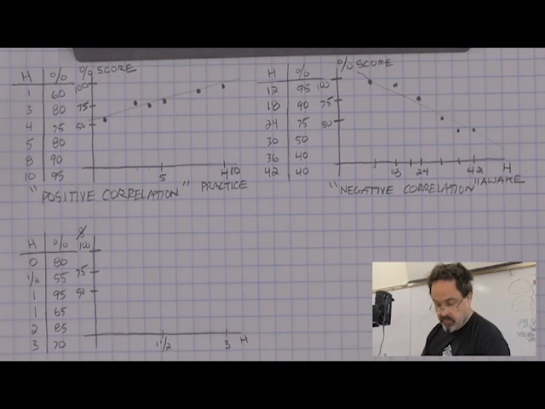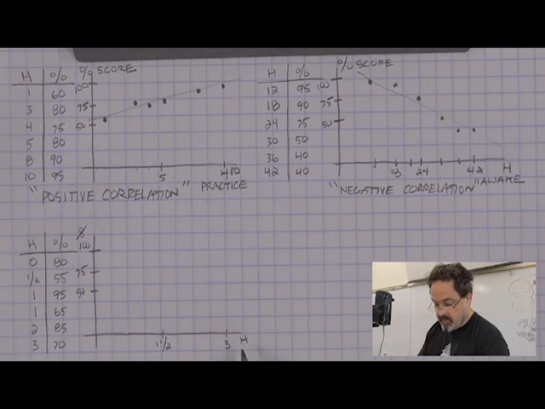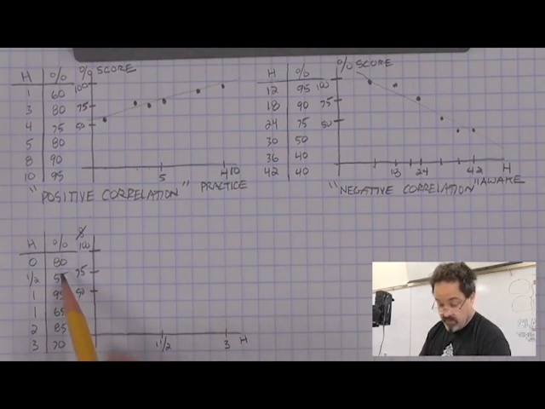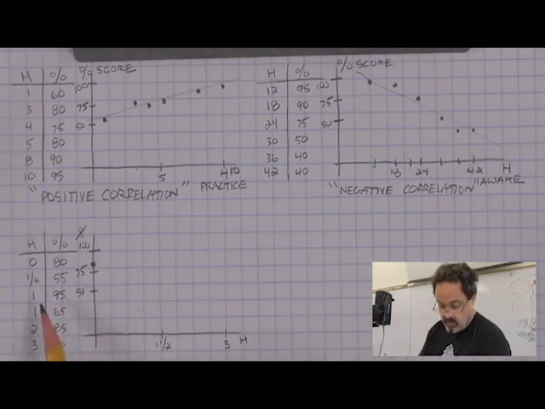The context in this third example is a little bit different. In this case, H is still an amount of time, hours. But we're going to think of this as the number of hours in a day that somebody played basketball. So when we say 3 hours, we mean a person played 3 hours of basketball that day. And they took a test and got a score. Plotting the data, in this case the 0, 80 means that no basketball was played and a score of 80 was achieved. 1/2 hour, a score of 55.